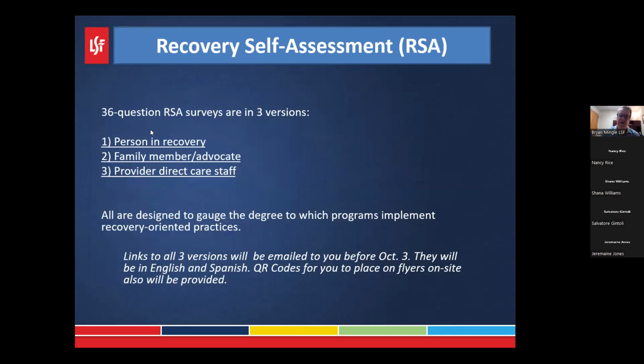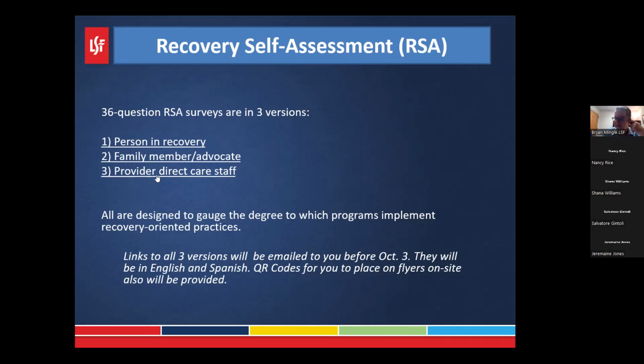Again, I'm going to look closer at the RSA surveys, because these are the surveys that actually show me what I think is the best information. There's links here so you could see what the questions are, but we're going to send you real links that will be available connected to the database. But there's 3 RSAs. One is for the adult person in recovery. 2 is for the children and adolescents. It's slightly different because some of the questions are geared toward adults, and we didn't want to ask that. And then we have number 3, which is the provider direct care staff.